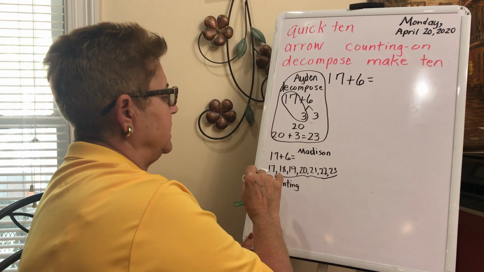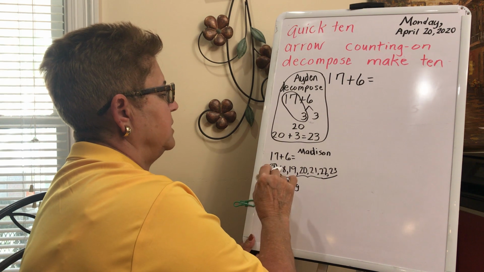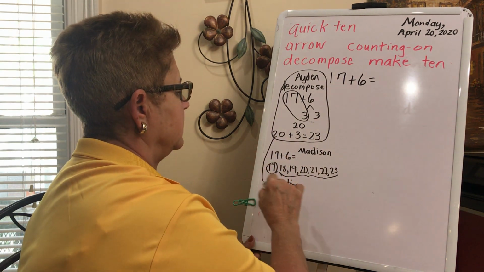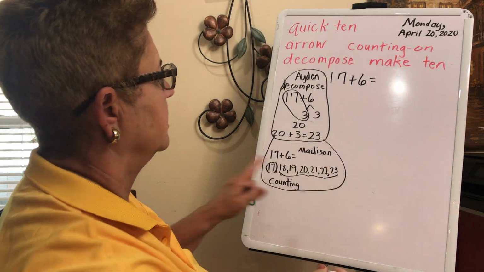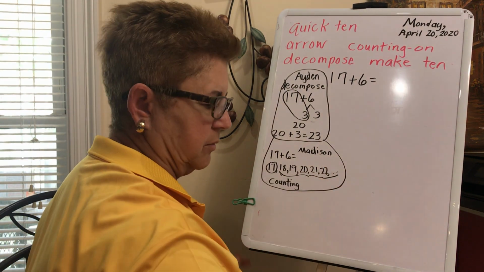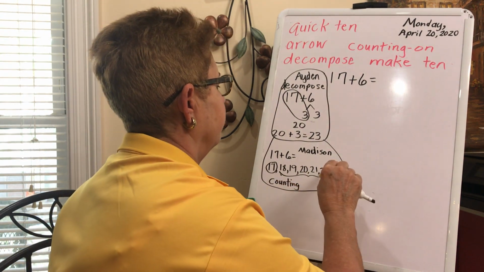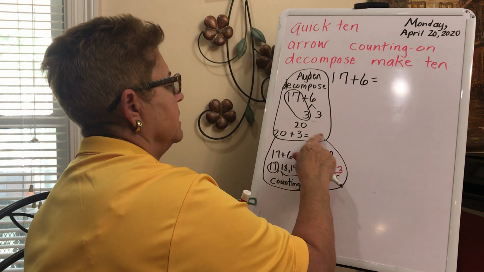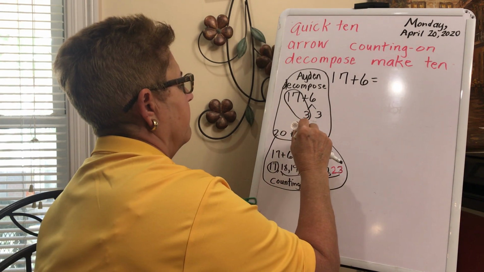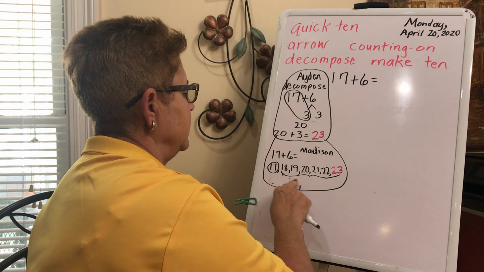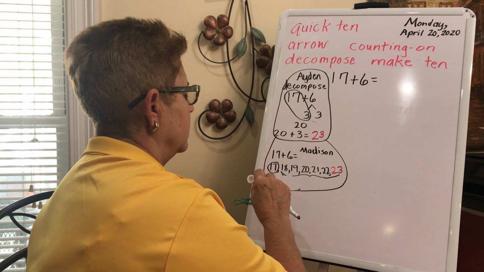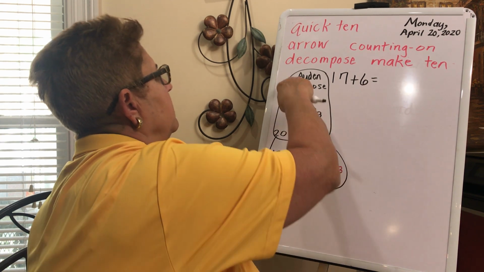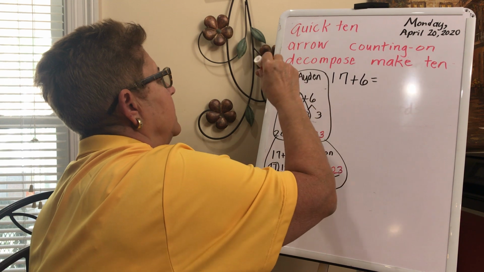So here was her 17, and then she said 18, 19, 20, 21, 22, 23. She counted on 6 times, and she got the answer 23. Let me make that 23 in red. And let's see, Aiden's answer was 23. And let me write counting on in red. And let me write decompose in red because Aiden chose to decompose.